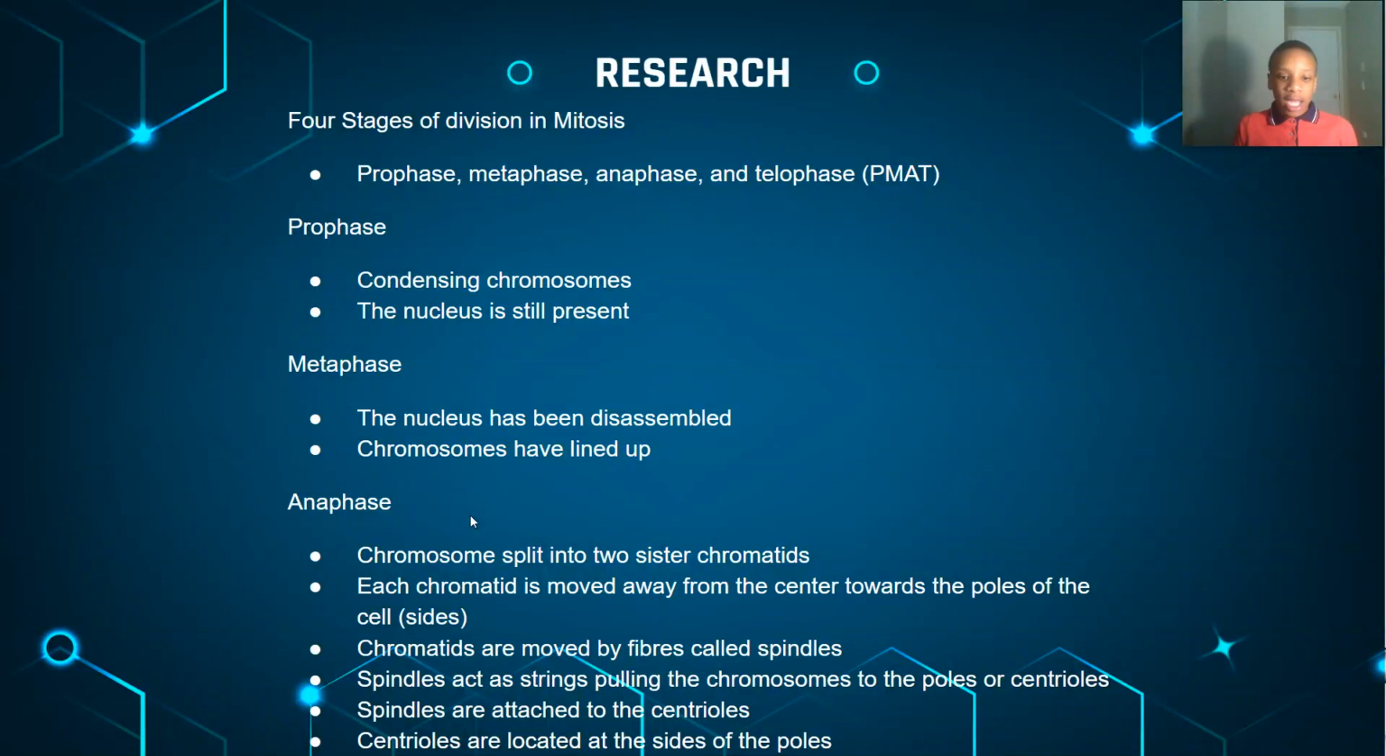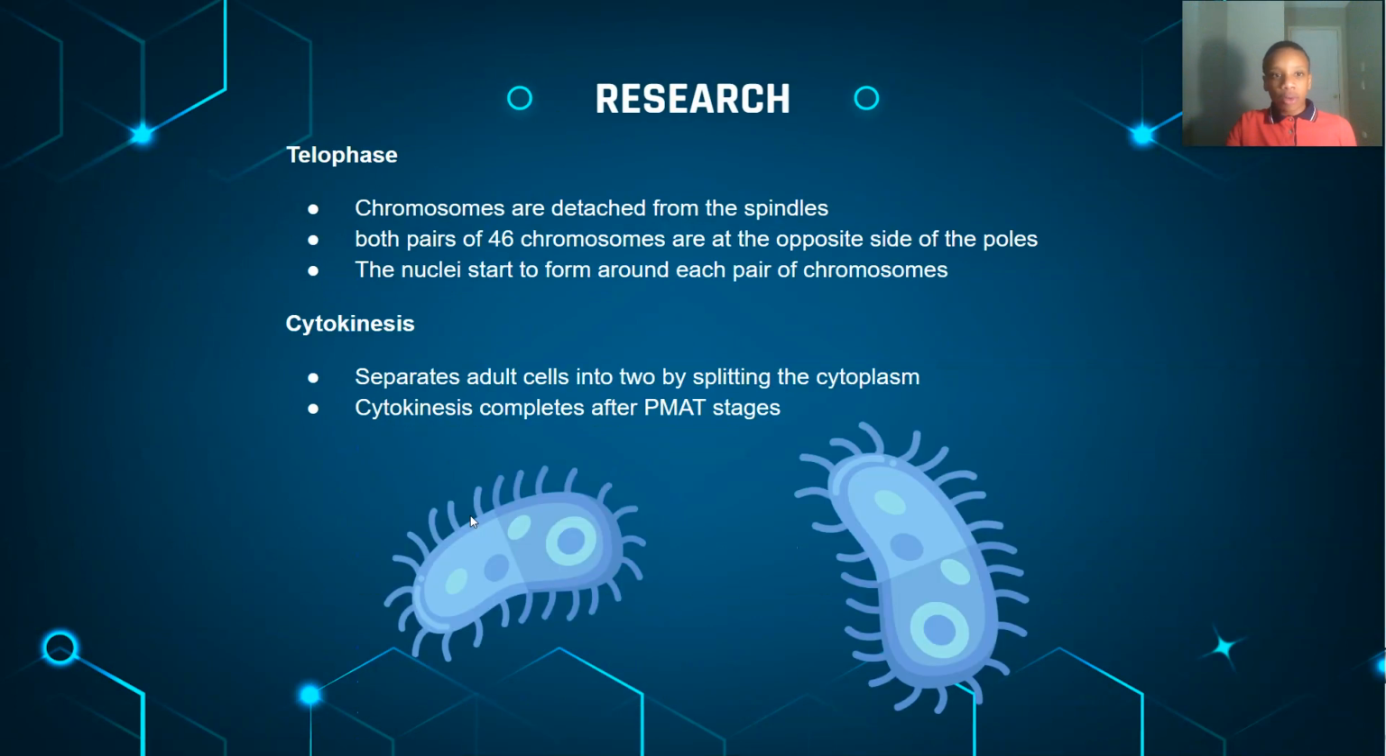These spindles are also attached to the centrioles. The centrioles are located at the sides of the pole. The last phase is telophase. Chromosomes are detached from the string-like fiber. Both pairs of 46 chromosomes are at the opposite side of the poles. The nuclei start to form around each pair of chromosomes.